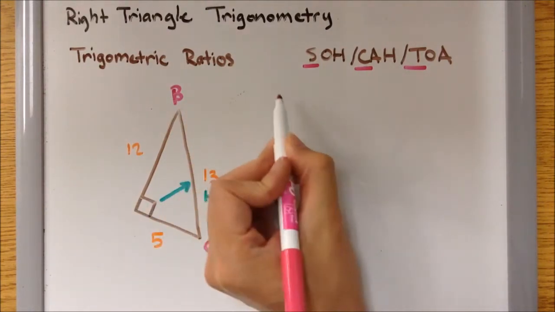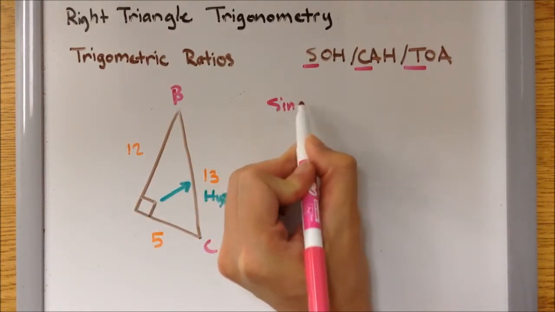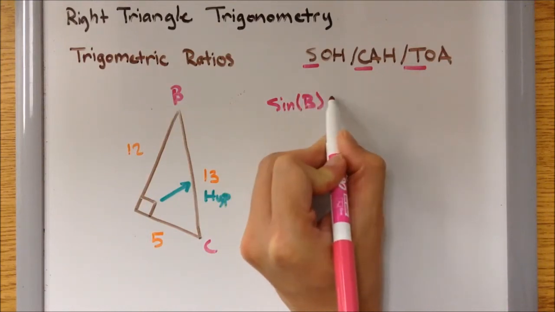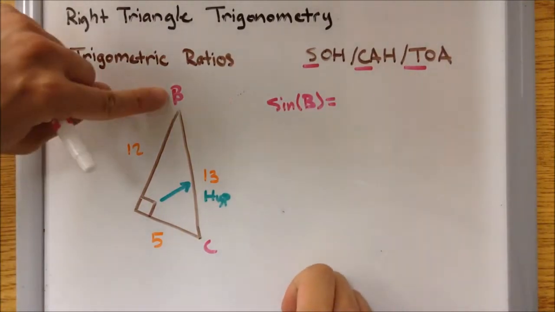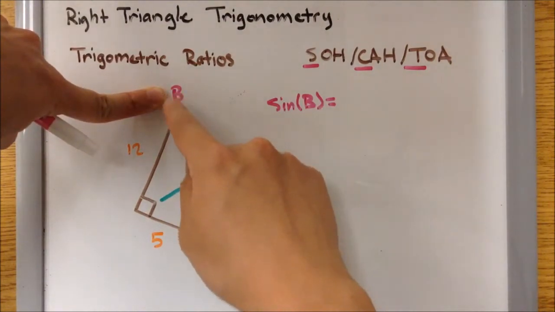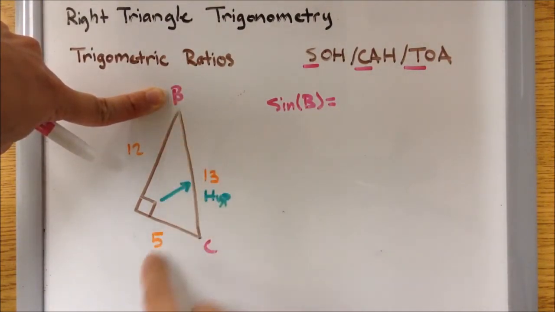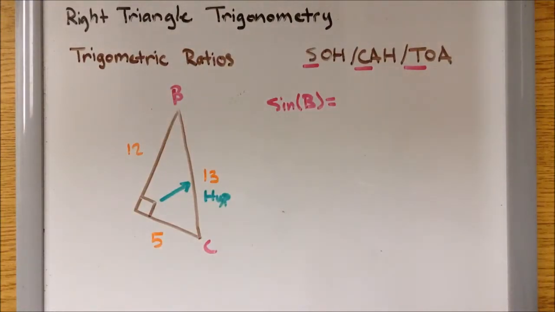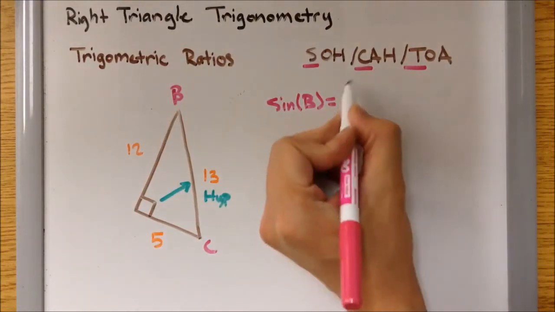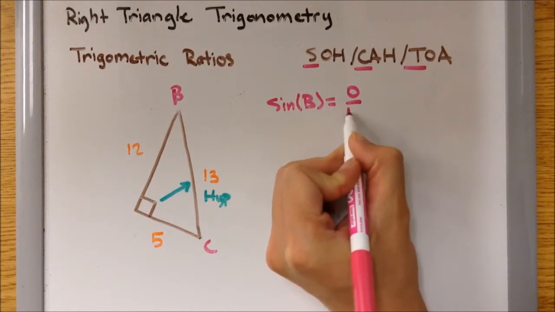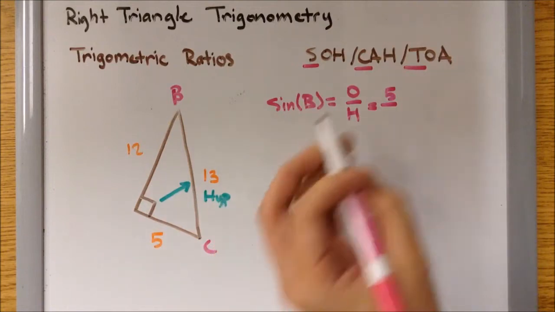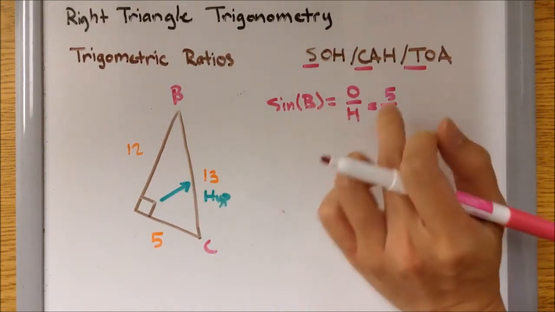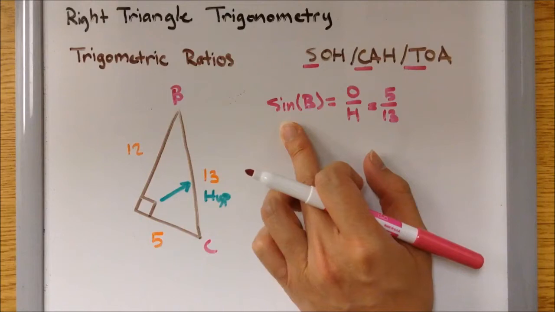If I were to do sine of B, which is opposite over hypotenuse. Now, from B, this is the hypotenuse, so what's across from it, or opposite of B, is 5. So opposite over hypotenuse, opposite is 5, and my hypotenuse is 13. So that will be my ratio for sine B.